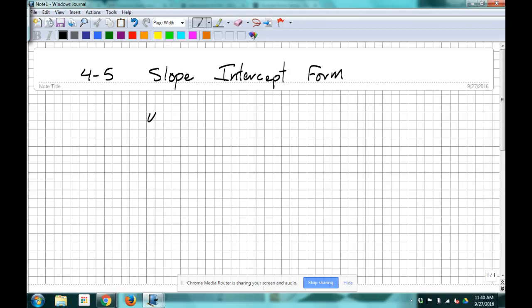Slope-intercept form: y equals mx plus b. M is your slope. B is your y-intercept. Always in slope-intercept form, get y by itself. That's what we want to do for sure when we get equations that don't already have it in that form. Get y by itself, and then it makes it very easy to graph.